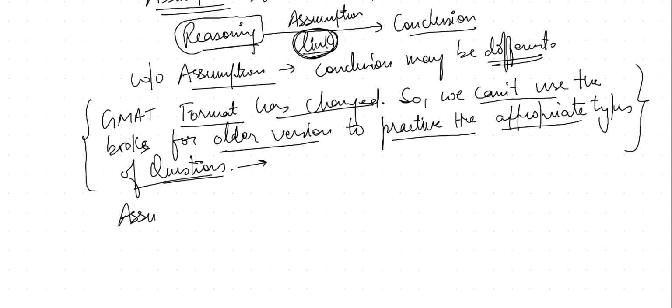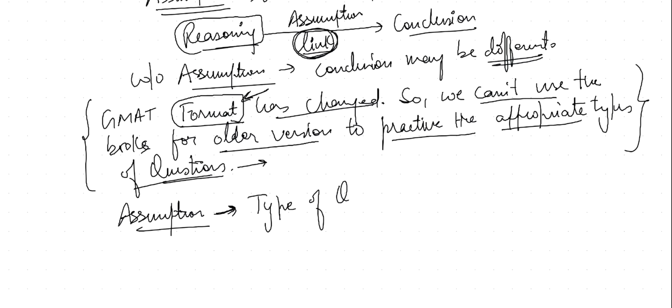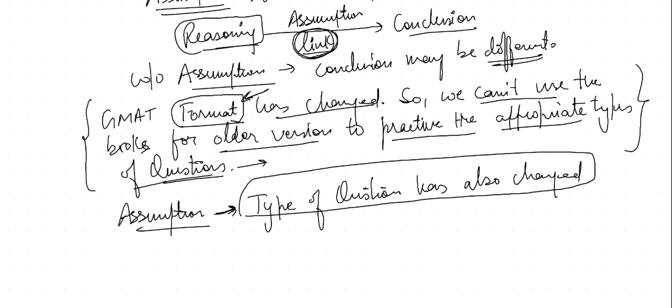See, the information is about the format. Format can be about number of questions, number of sections, the scoring pattern, those kinds of things. But the assumption required is the type of questions has also changed. The nature of questions has also changed. This is the inherent assumption required to make this conclusion. Everybody agrees with me on this?